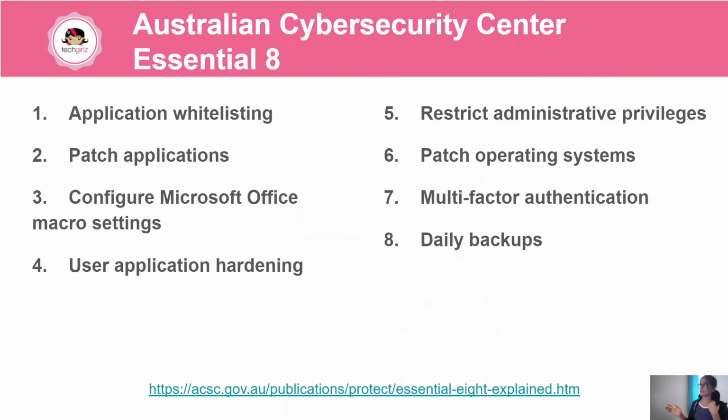Now, this is the Australian Cyber Security Centre's Essential 8. What they say you need to do when you're trying to protect your system: always do application whitelisting. So only accept or download or run applications which have been whitelisted, which have been tested, and you are sure that these applications are not going to cause harm to your device.